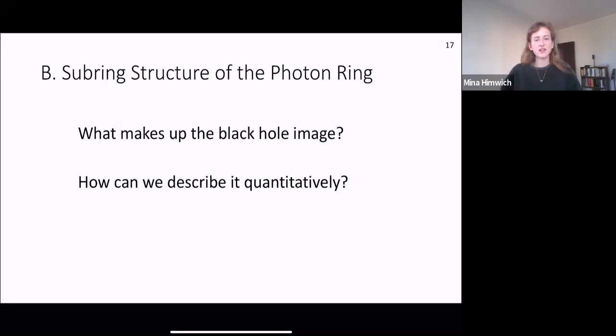So when we do go to higher resolution, what we expect to see is this subring structure. And I'll go into what makes that up in general relativity. And as part of this, I'll answer the questions of what makes up the black hole image and how we can describe it quantitatively.